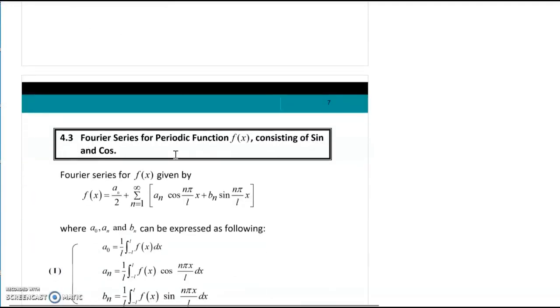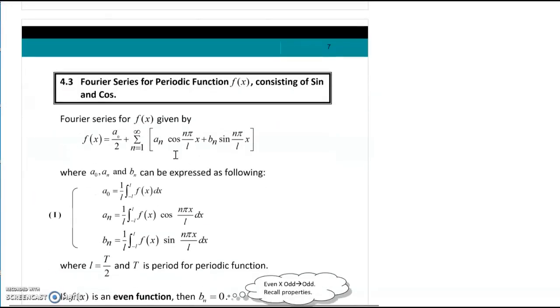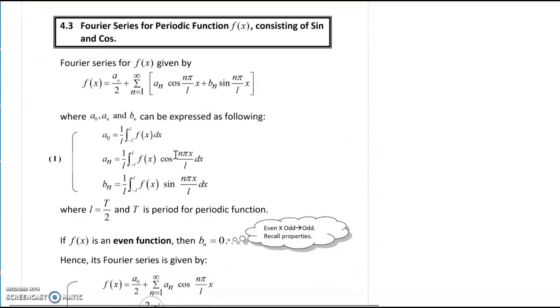This is the essence of this chapter, the Fourier series. Okay, 4.3. Fourier series for periodic function f(x). The Fourier series for f(x) is given by this expression here. So f(x) equals a naught over 2, and so on and so forth. The three things that are important to highlight here are a naught, an, and bn.